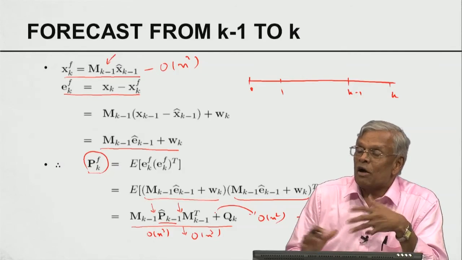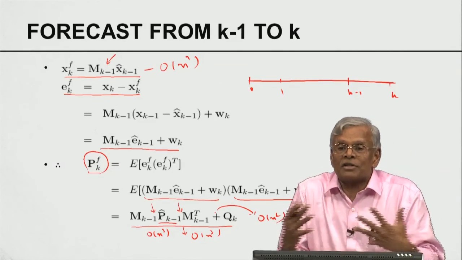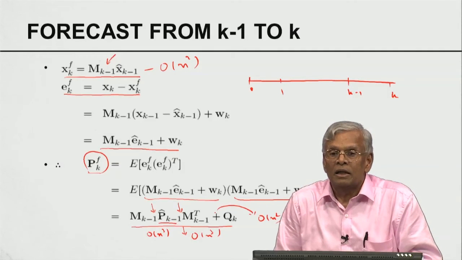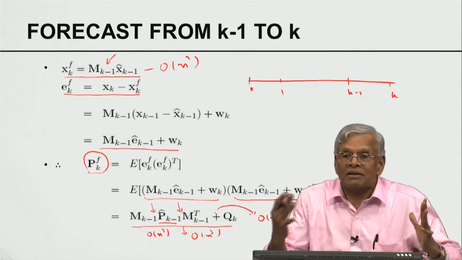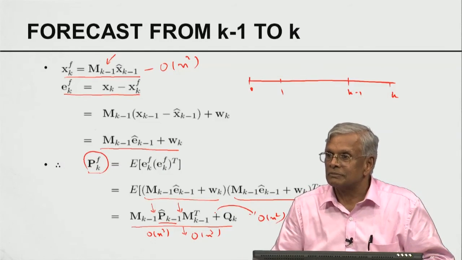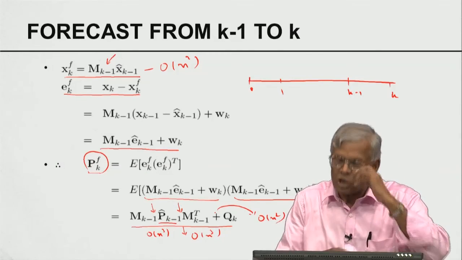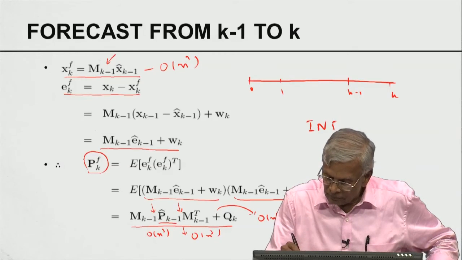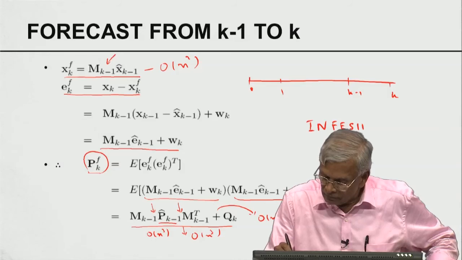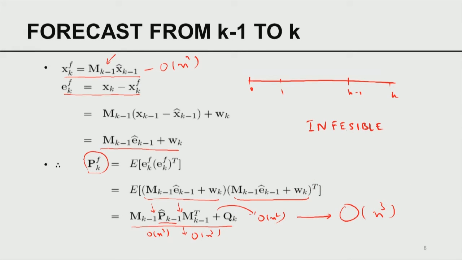So what does it mean? For large systems where the state of the system is of the order of 10^6 or higher, while I know what to do in Kalman filters, it is impractical to get it done in practice because of the curse of dimensionality. Such problems in the computing field are called infeasible. It is not that I do not know how to solve, I do know how to solve. It is simply that with the kind of computing environment I have, I cannot finish this.